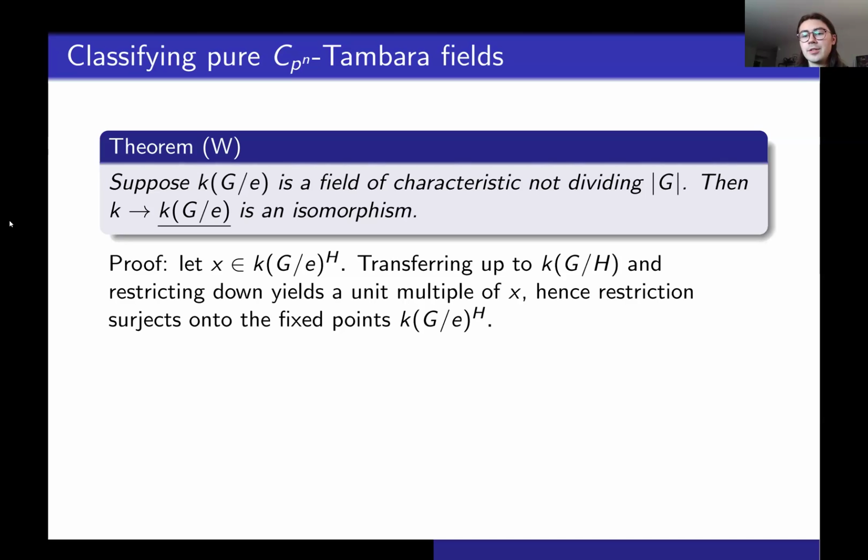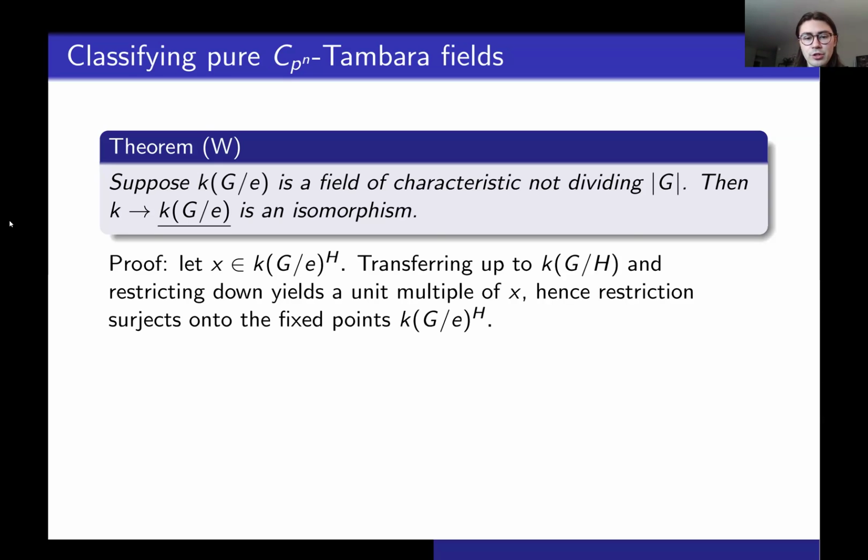So how do we argue this? Again, it's enough to show that the restriction maps are surjective from the G mod H level to the H fixed points of the G mod E level. And how do we show they're surjective? We use the double coset formula. So you start by transferring something in the H fixed points of the G mod E level to the G mod H level, and then you restrict back down. Because it's fixed by H, the sum over the H orbits is just going to be the sum of order of H copies of X. So you transfer up and restrict down, and you just get order of H times X. Well, our assumption implies that this is just a unit multiple of X.